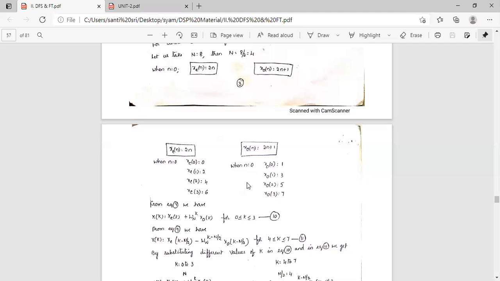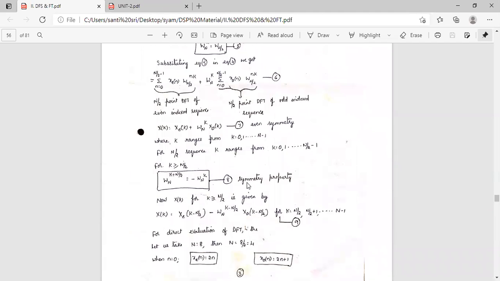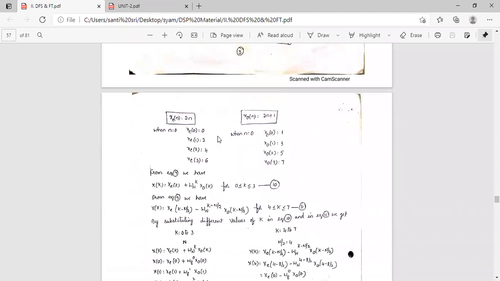So from equation number 7, so what is equation number 7? That is x of k is equal to xe of k plus wn of k into x naught of k. So x of k equal to xe of k plus wn power k into xo of k for 0 is less than or equal to k is less than or equal to 3. Let it be considered as equation number 10.